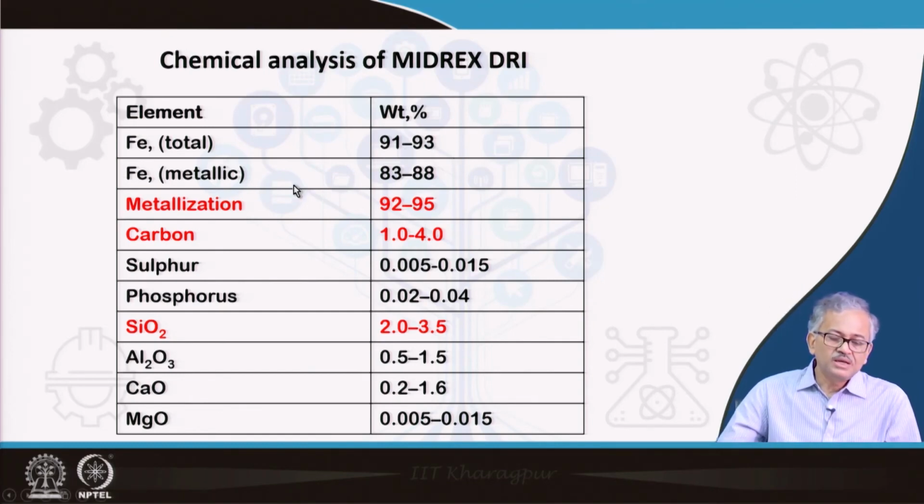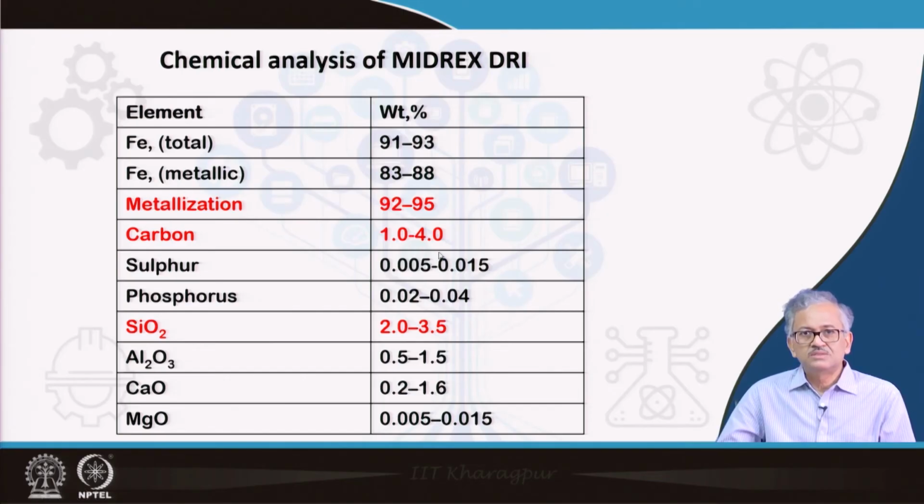Okay. The metallic iron, that is 83 to 88%, and metallization comes around 92 to 95%. It depends on the process efficiency, how effectively you can reduce it. So, 92 to 95%, carbon 1 to 4%. So, in the cooling portion, you can optimize the operating parameters in such a way that you can carburize the DRI most effectively, reaching up to 4% carbon in DRI.